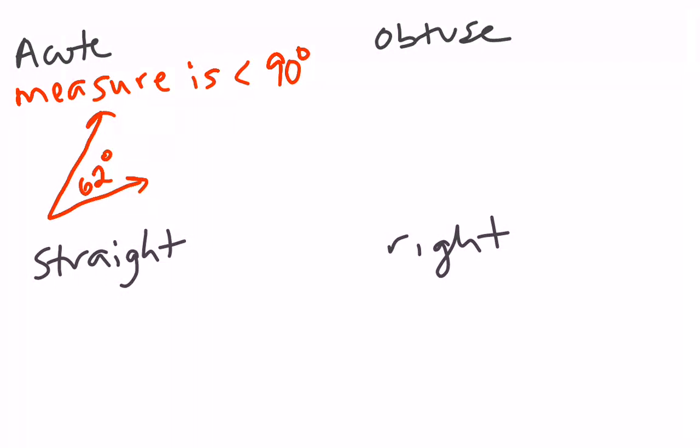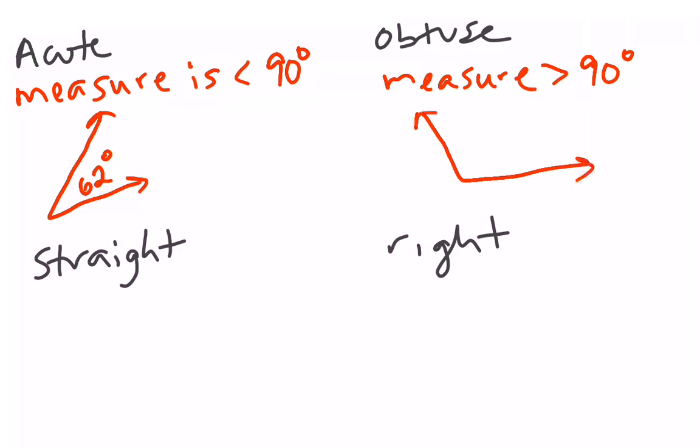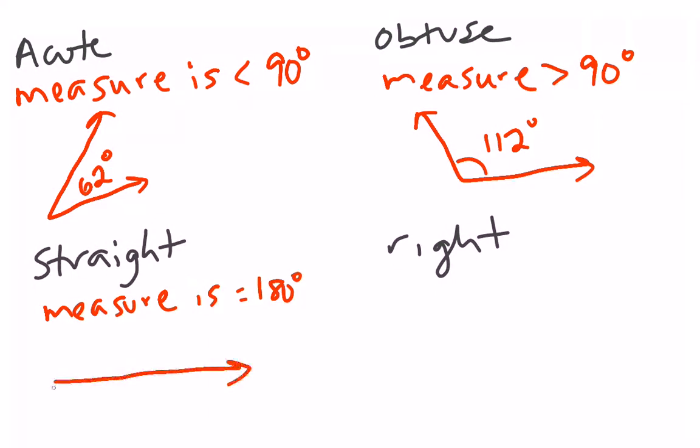If it's obtuse, that means that the measure is greater than, sorry, not 180, greater than 90 degrees. So say my angle was 112. A straight angle means that the measure is exactly 180, and I call it that because it makes a straight line.